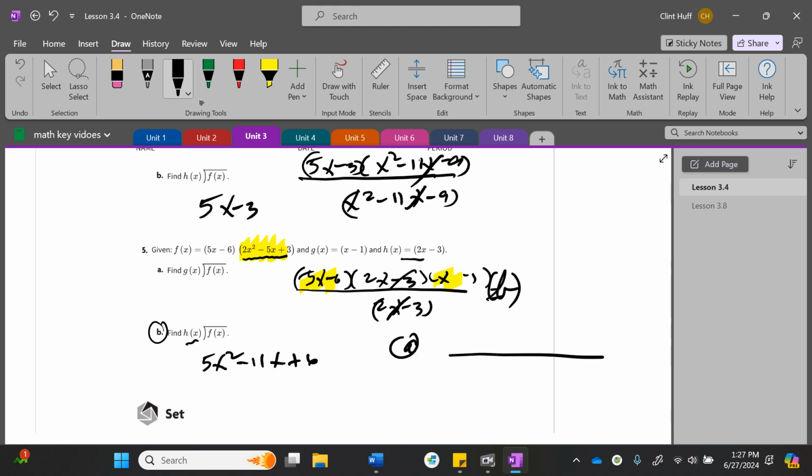Part A will have the numerator still be 5x minus 6 times 2x minus 3 times x minus 1. But I want to divide by g at x, which is x minus 1. So these two cancel out. That leaves me these two factors, after the x minus 1s cancel out. And if I multiply 5x minus 6 times 2x minus 3, part A will be 10x squared minus 27x plus 18. So that last one, number 5, we had to do some factoring.